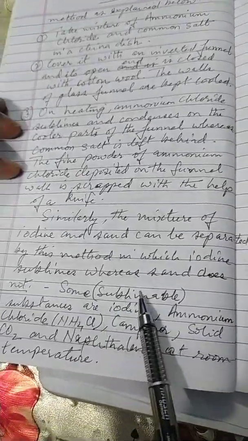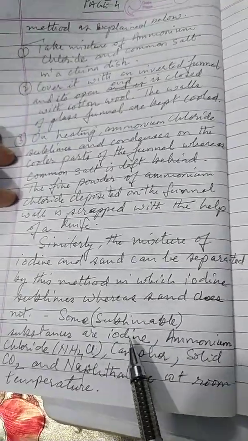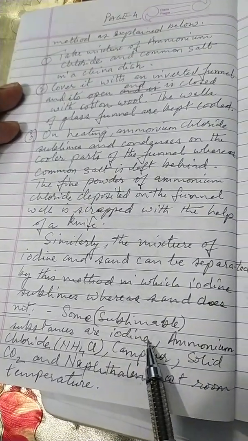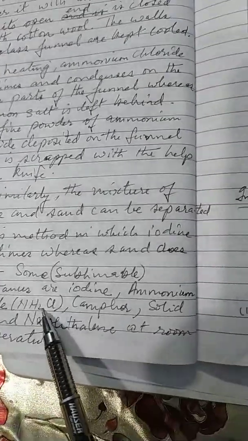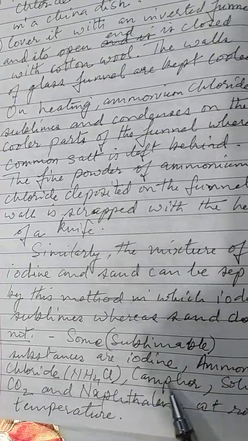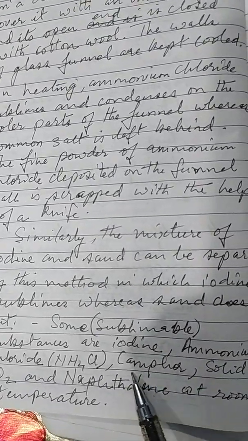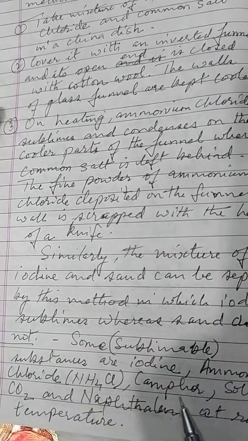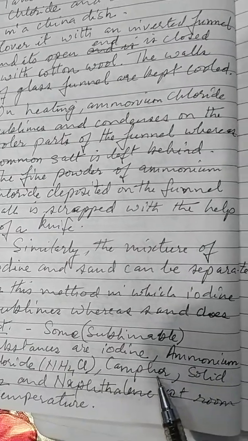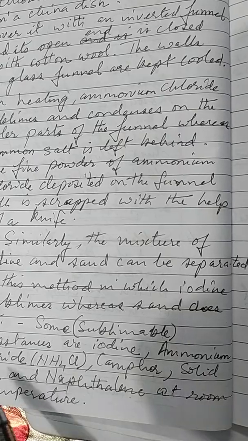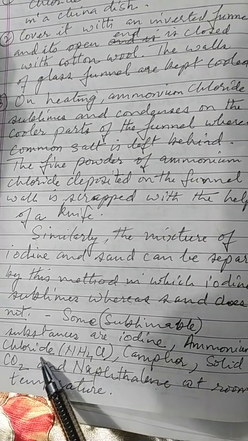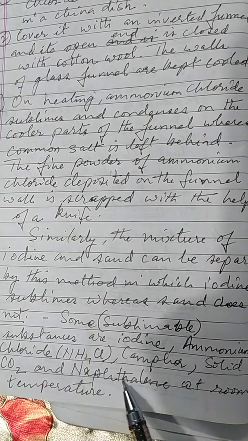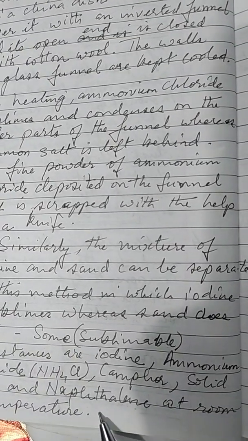Some of the substances which sublime are iodine, which shows sublimation. Then ammonium chloride, NH4Cl, this also shows sublimation. Then we see another substance, camphor. This also shows sublimation. We see solid carbon dioxide, which is also a substance which shows sublimation. Then we see naphthalene balls at room temperature.